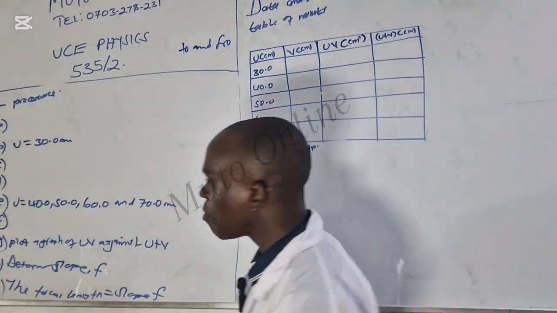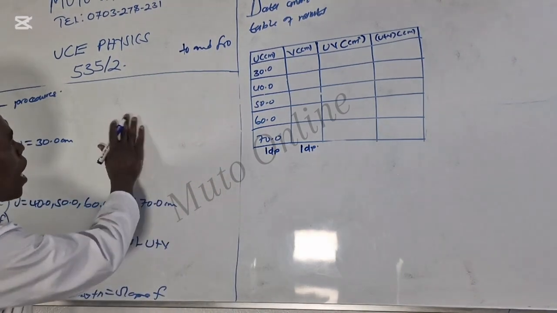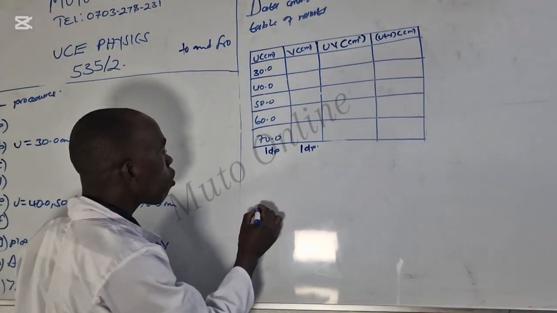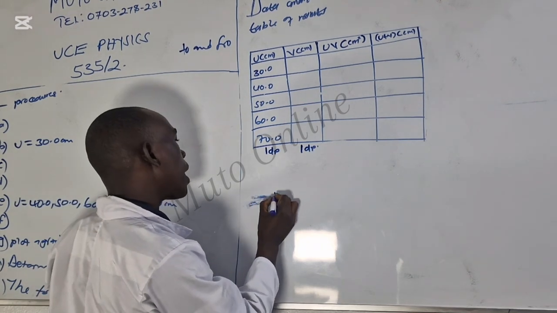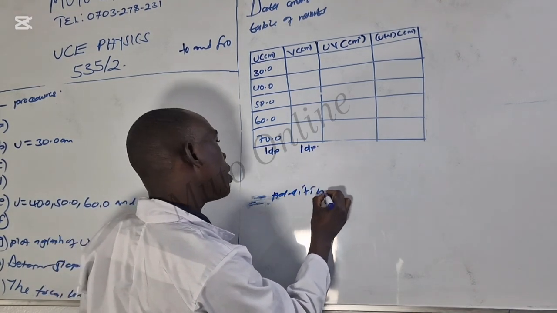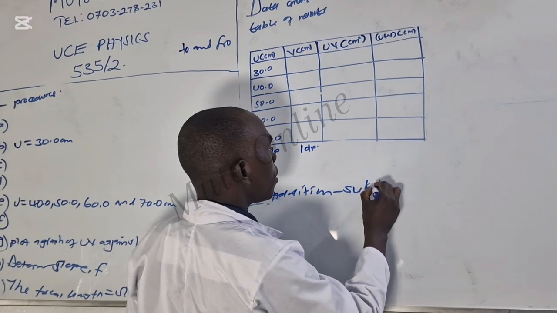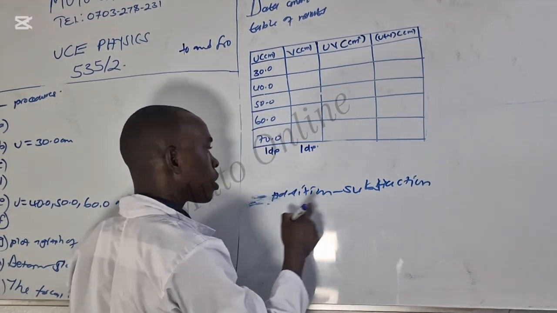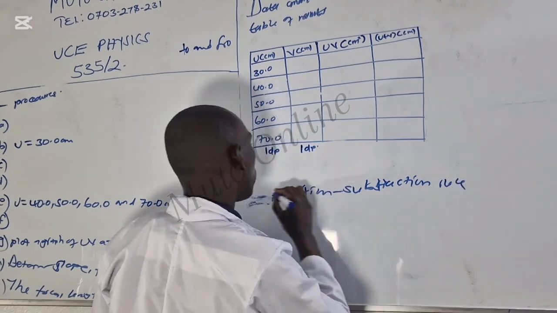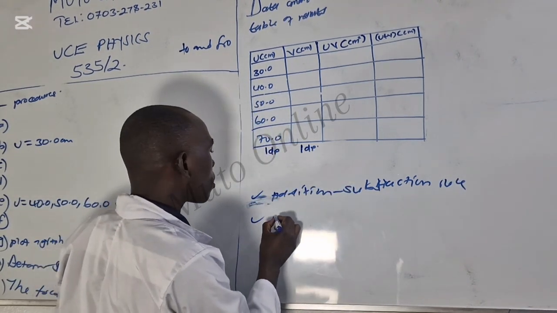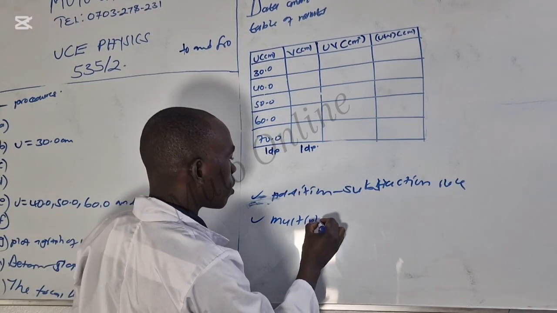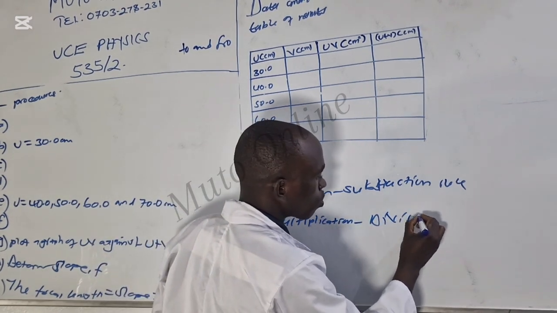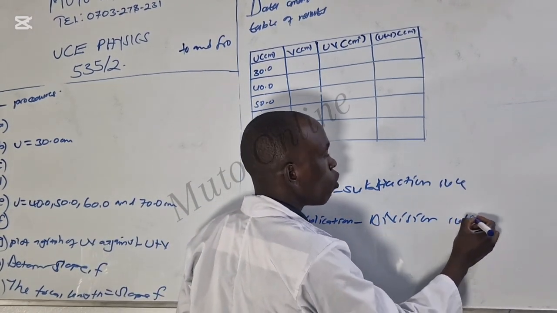And again, under the laws of significant figures and decimal places, we have what we call the addition-subtraction rule. Addition, subtraction rule. And then rule number 2, we have the multiplication-division rule. Multiplication, division rule.